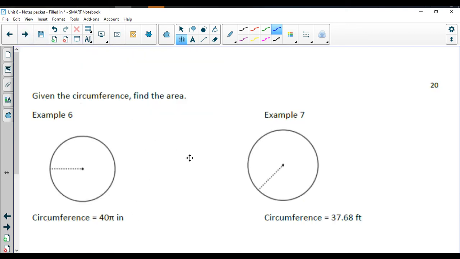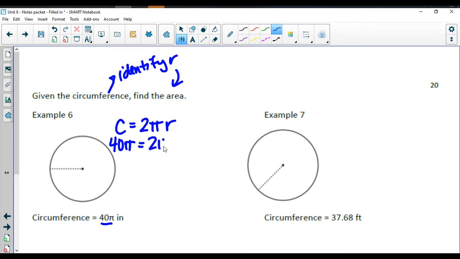In example number 6, starting on page 20, we're given circumference, and we're going to work backwards to find area. So same thing, from the circumference, we are going to identify our radius, and then we'll use that to go back and find our area. So circumference formula is 2 pi r. Circumference here is 40 pi, so because it has pi in the answer, I'm going to leave pi on the right-hand side. So I'm going to go ahead and divide by 2 pi here on both sides.